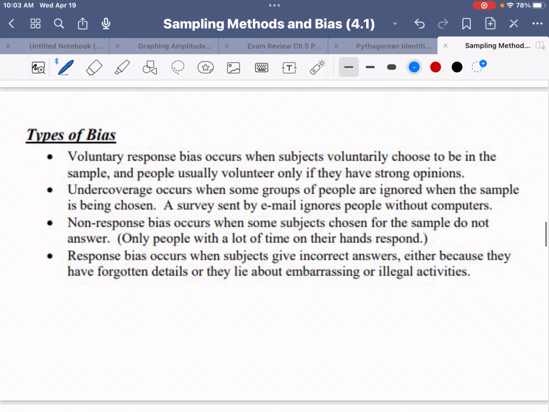This is also the chapter where we described the word bias. Remember that bias is intentionally or unintentionally favoring a certain outcome. Sometimes bias is obvious, intentional. Sometimes it's unintentional. There are different types of bias. Make sure you can put a name to the type of bias. Voluntary response bias occurs when subjects voluntarily choose to be in the sample, and people usually volunteer only if they have strong opinions. So you don't really get a good survey worth making an inference about.